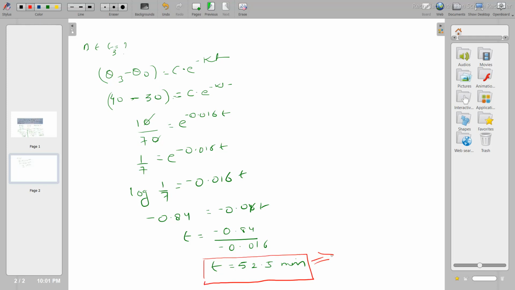Have you seen how easy this is? We just need to remember this formula. That's it, and some small calculations. You can easily solve whichever question it is. So, moving ahead to the next question.